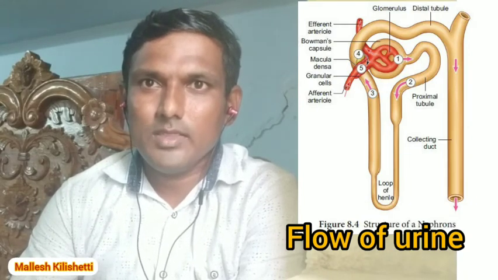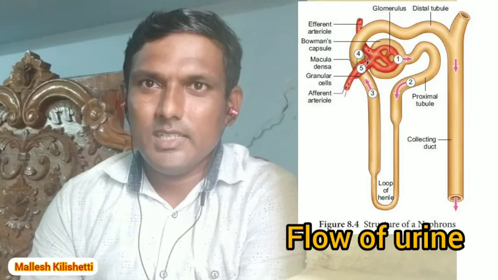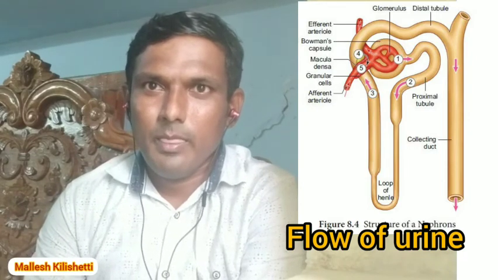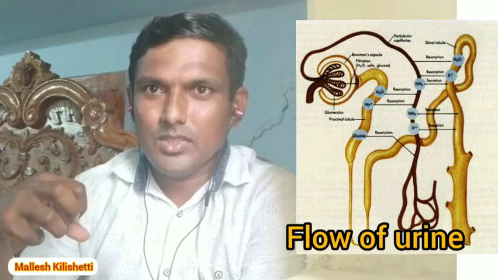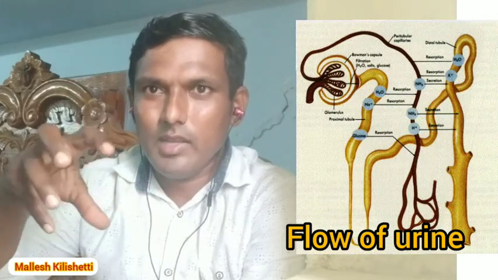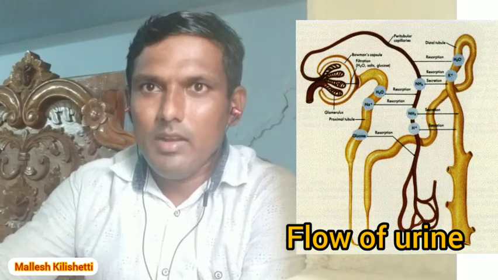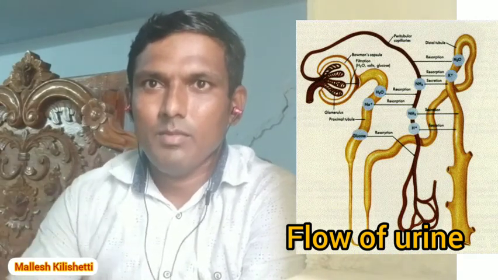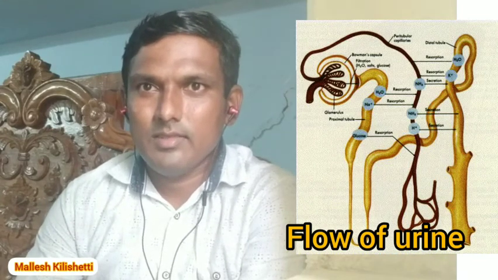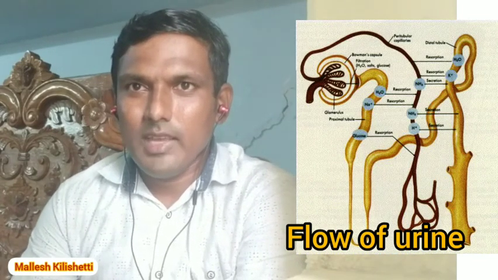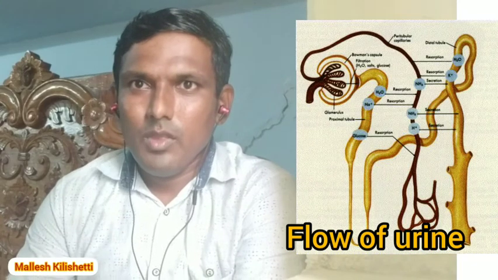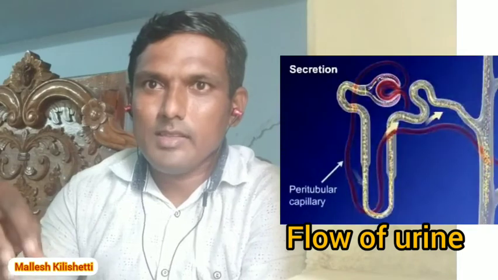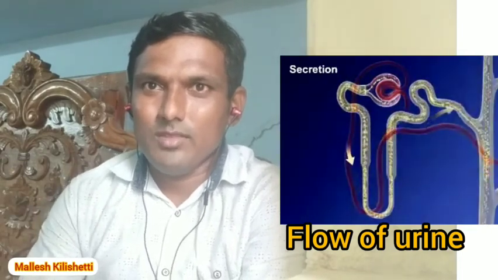The next stage is tubular secretion. The tubular secretion process takes place in the DCT, the distal convoluted tubule. Suppose there are any waste materials in our body; they are added again to the DCT. Secretion means adding again. What materials are added? Urea, uric acid, sodium, potassium and H+ ions. All these materials are added to the urine.